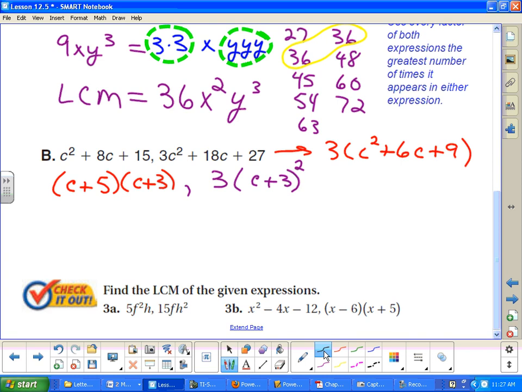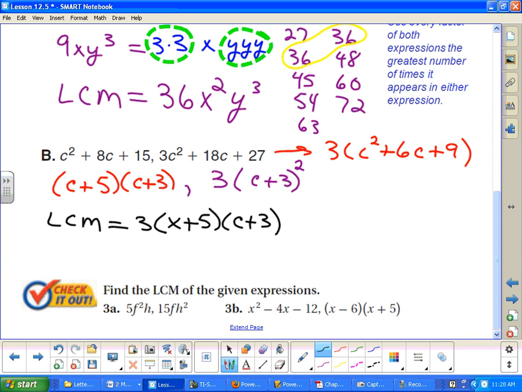So to get my answer, how many different factors do I have? Different ones. I have 3 different factors, right? I have c plus 5, c plus 3, they both have a c plus 3, right? Okay. And then 3. So to get my least common multiple, I list all the factors here.